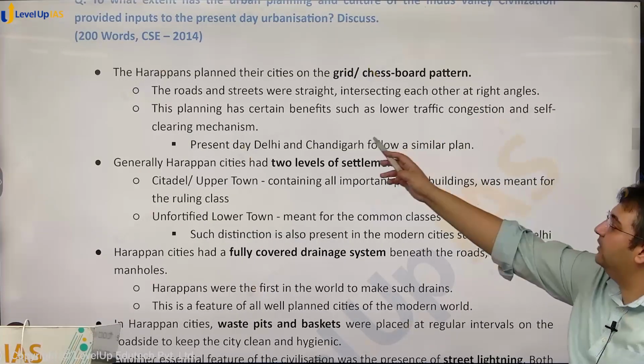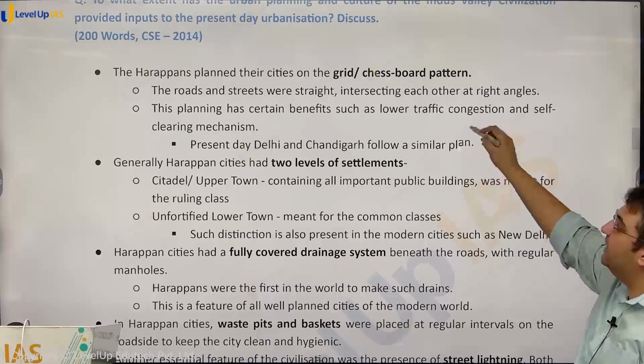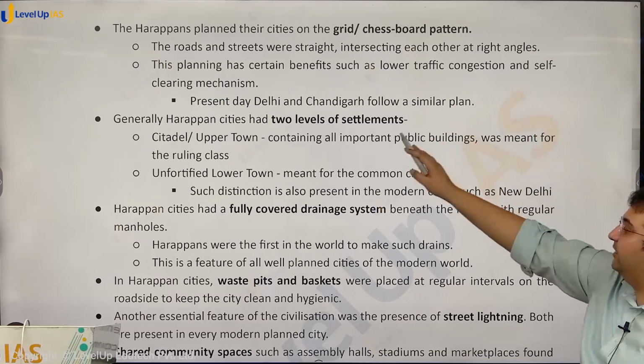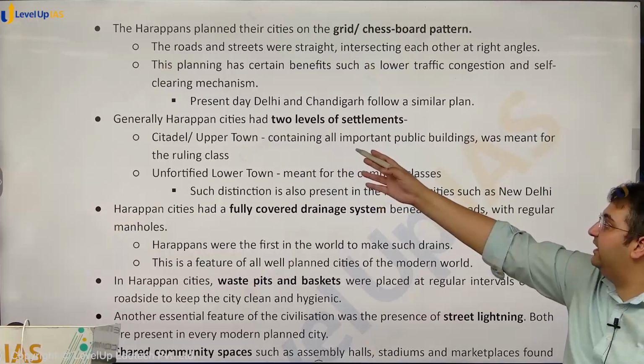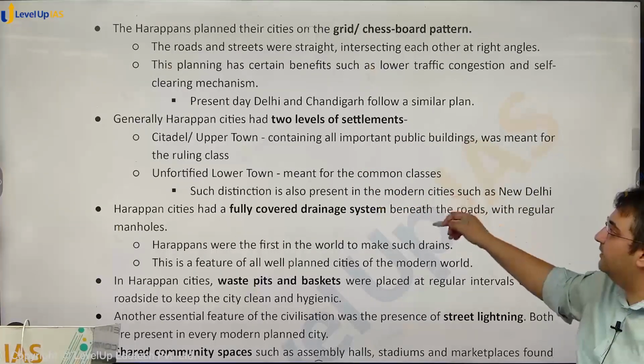chessboard pattern. The roads and streets were straight, intersecting each other at right angles, and this plan has certain benefits such as lower traffic congestion and self-cleaning mechanism. Presently, Delhi and Chandigarh follow a similar plan.